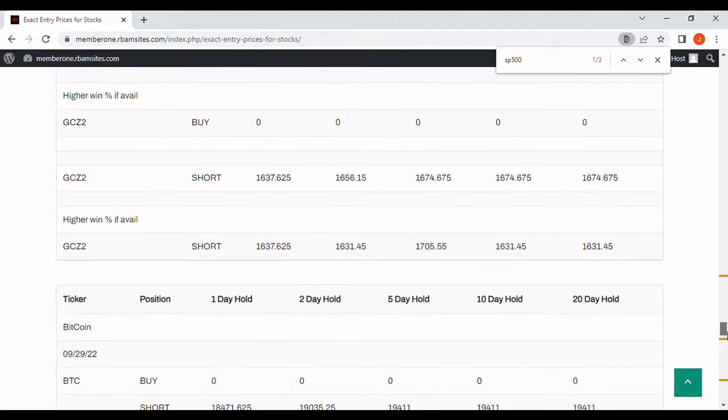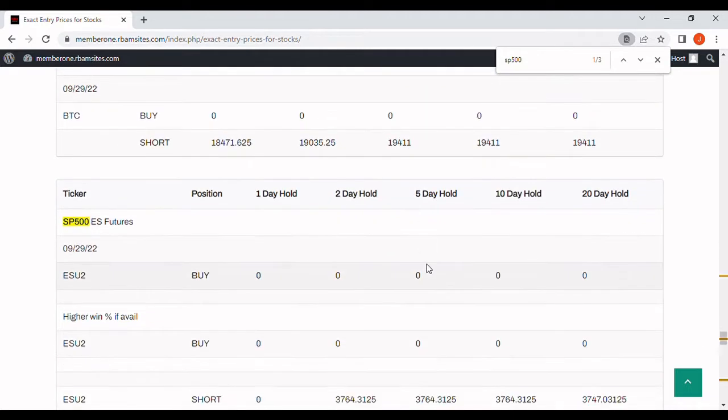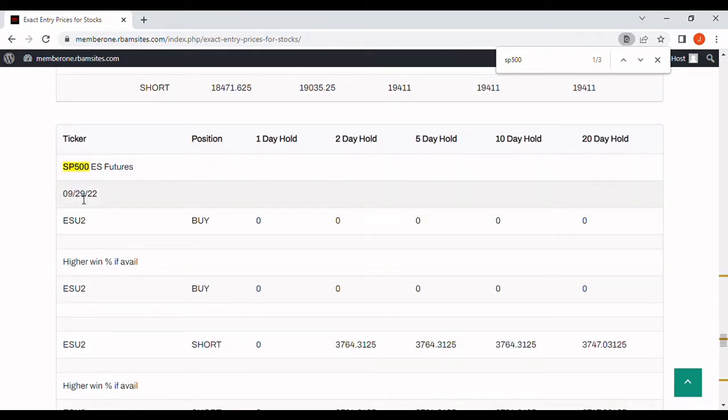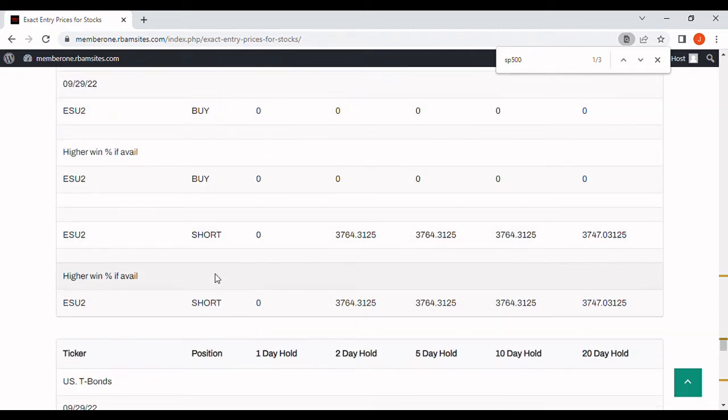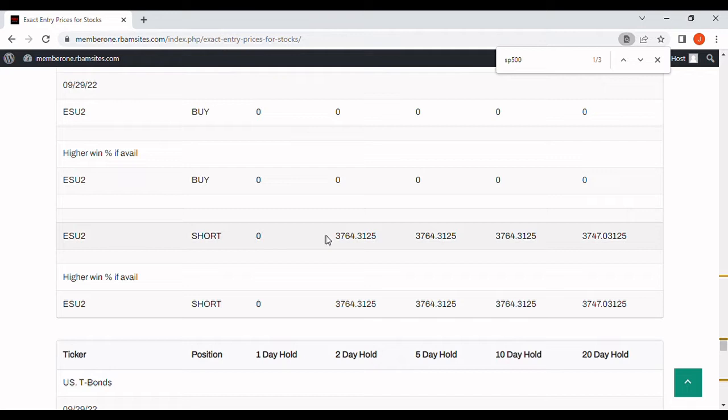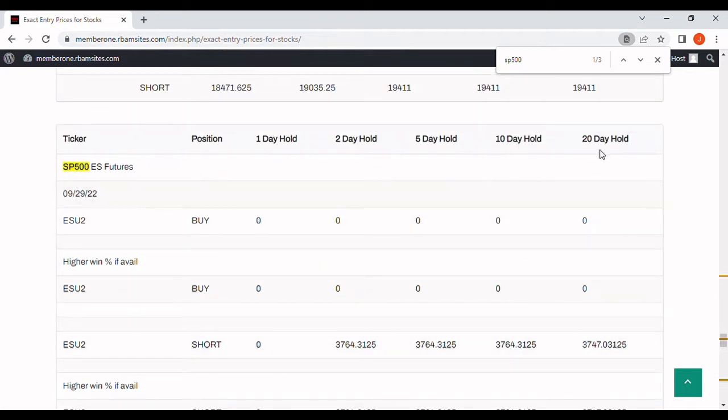Let's go down here and look at our algorithmically generated entry prices that don't use a moving average. Again, SP 500 again out for this morning. Every morning they're going to put out buys or shorts, and today they put out shorts. This is 1, 2, 5, 10, and 20-day holding period. So this is more short range, short-term trading.